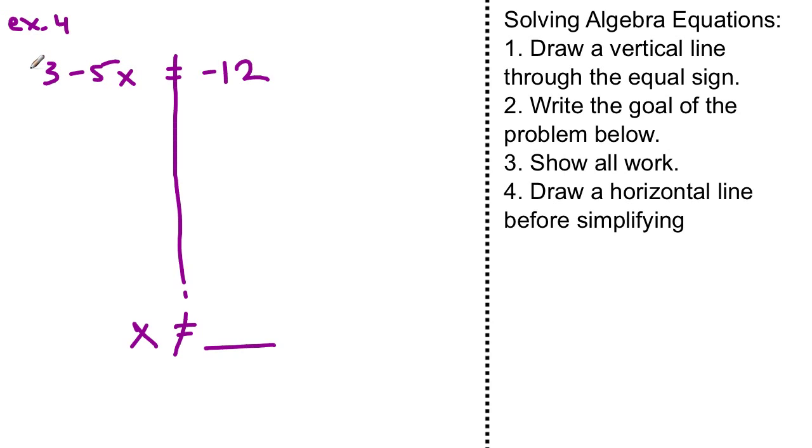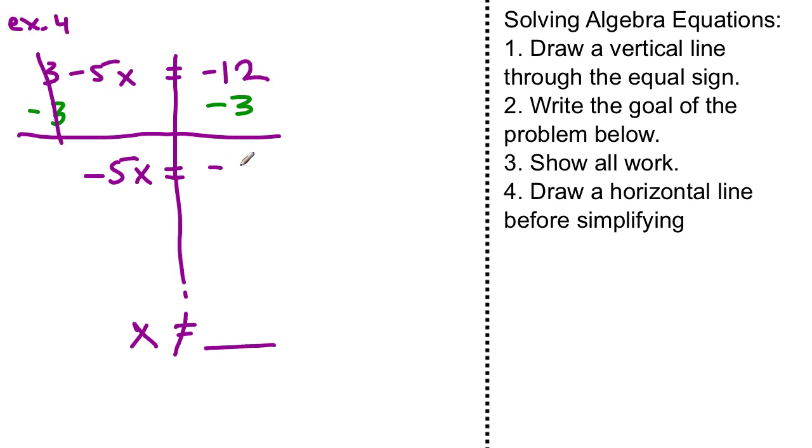You got to ask yourself, is this a +3 or a -3? And clearly it's a +3, right? So on this part right here, we start by subtracting 3 from both sides. Do you see that? And then a horizontal line, right? And we're left with -5x is equal to, because this cancels out, on this side right here, we get -15.